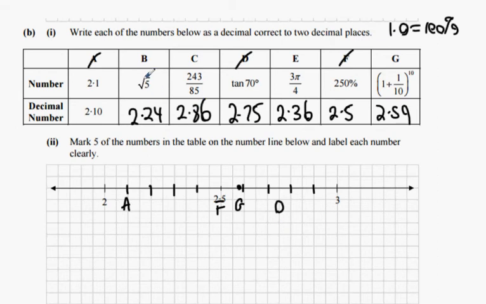Do one more of them. I'll do B. That's 2.1, 2.2, just underneath 2.25. That will be B. Everybody happy enough with that? Just put it on the number line.